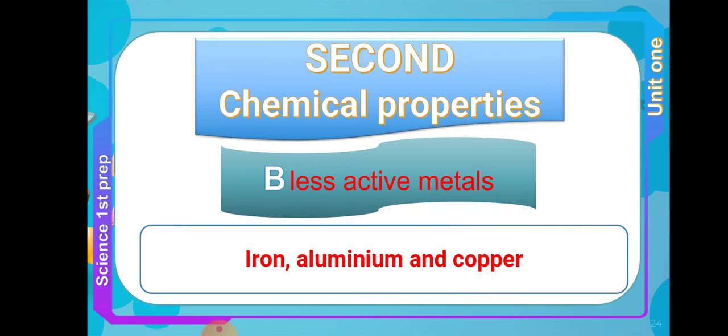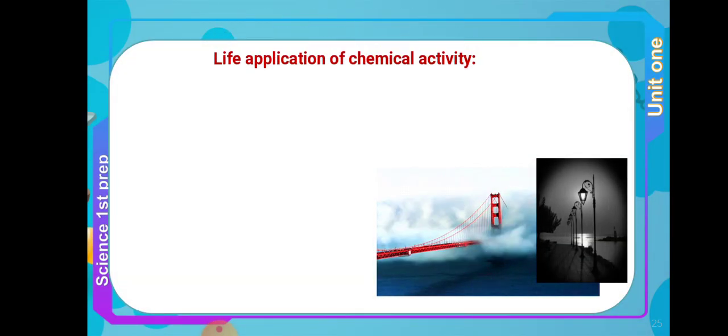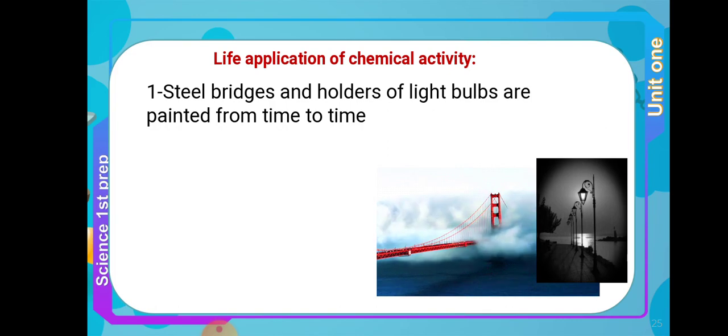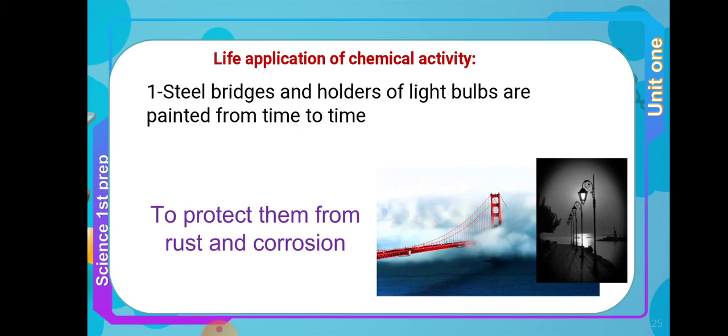The second type is less active metals, such as iron, aluminium, and copper. Iron, aluminium, and copper are less active metals. They react with atmospheric oxygen but after a period of time. Life applications on chemical property: steel bridges and holders of light bulbs are painted from time to time to protect them from rust and corrosion.